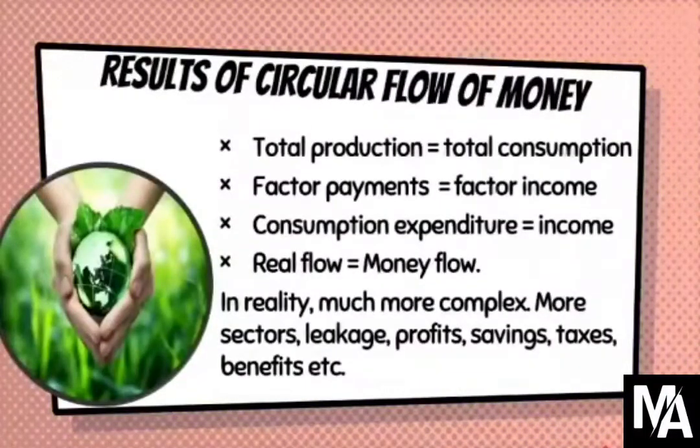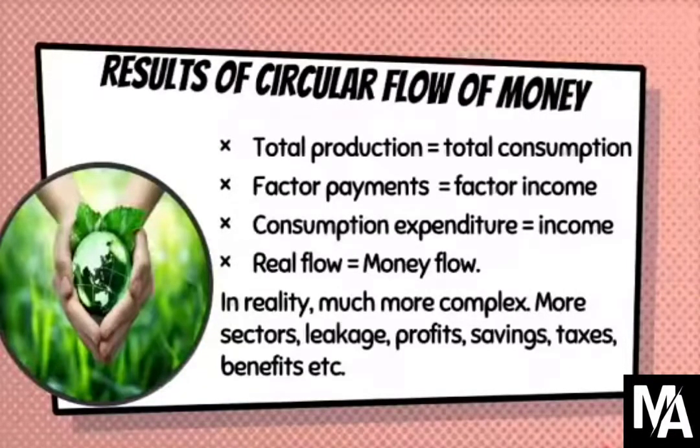What are the results of the circular flow of money? The results are as follows. The first is total production. Whatever has been produced either by the farmer or the household sector or by the business is the total consumption. Whatever the farmer has produced is totally consumed by the baker, and whatever the baker has produced is totally consumed by the farmer. Factor payments is equal to factor income.